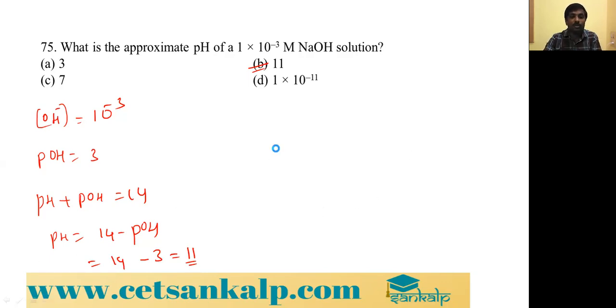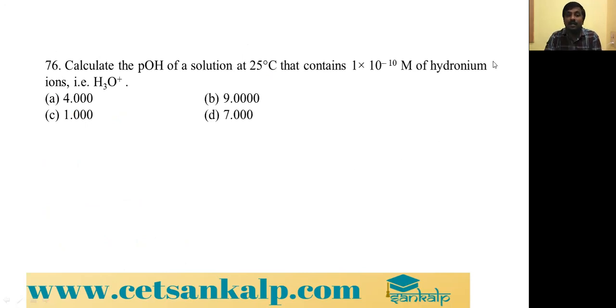So the next question: calculate the pOH of the solution at 25 degrees Celsius that contains 10 to the power minus 10 molar of hydronium ions, that is H3O plus. So we know that one. In this case, they have given H3O plus ion concentration, that is equal to 1 into 10 to the power of minus 10.